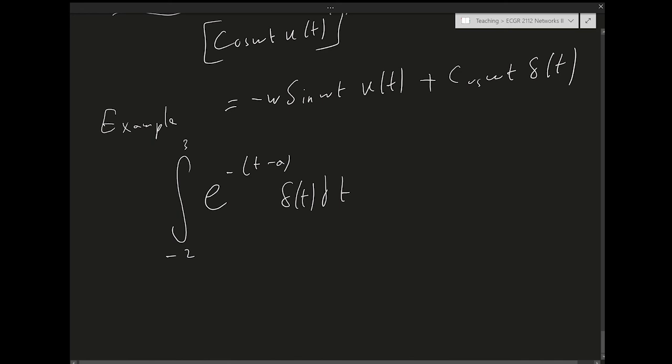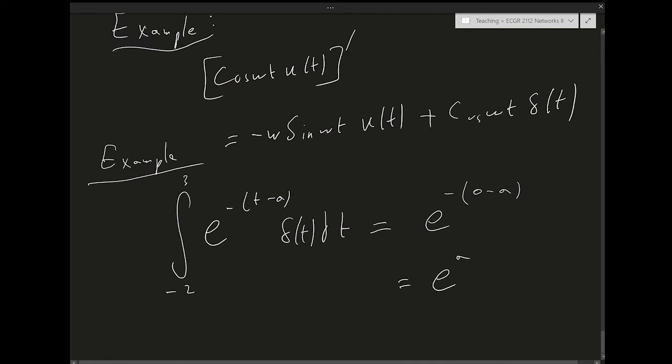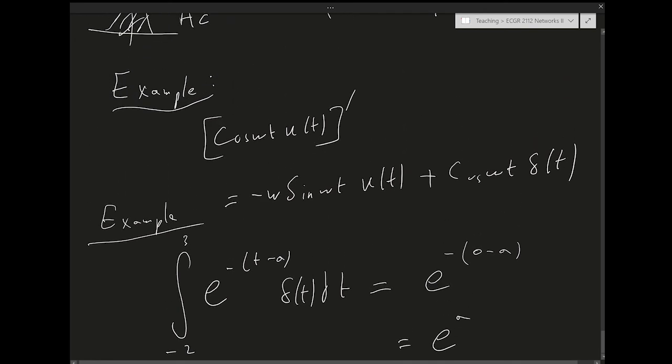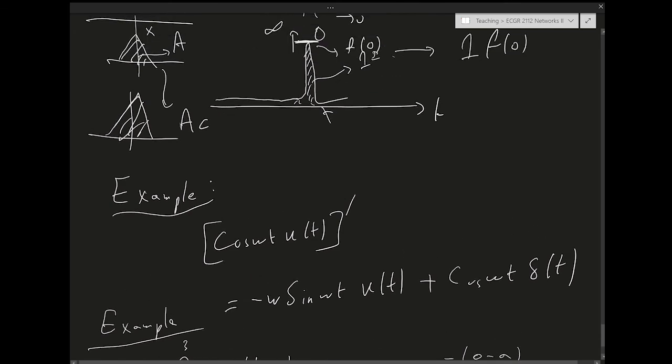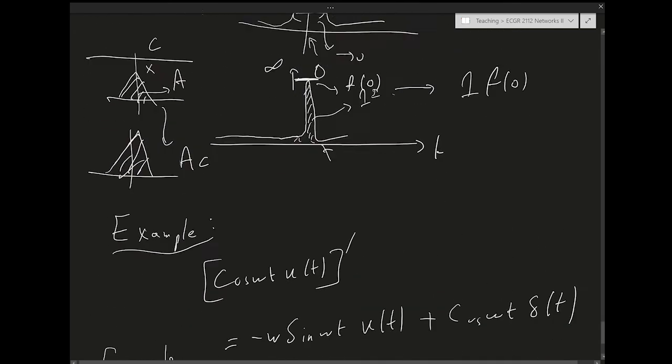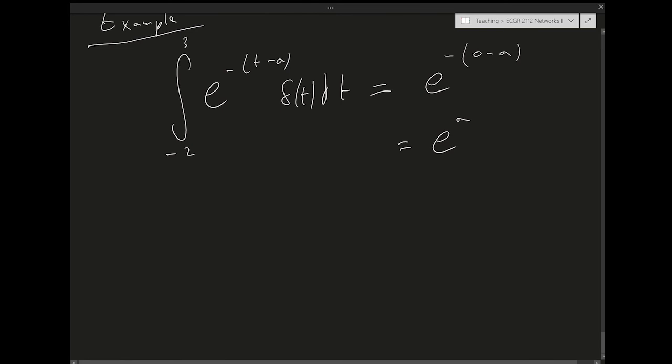What would this be? Well, this is easy. We don't have to do anything. We just have to apply the shifting property. So this is just the function at t equals 0. So this is 0 minus a, so this is going to be equal to e to the power a. Right? So this is easy. You see that. So that's another basic example.